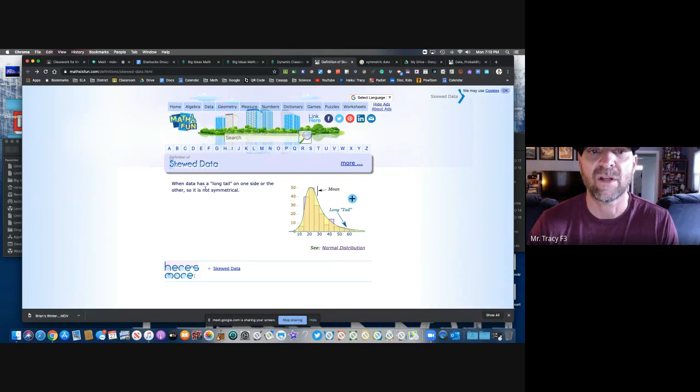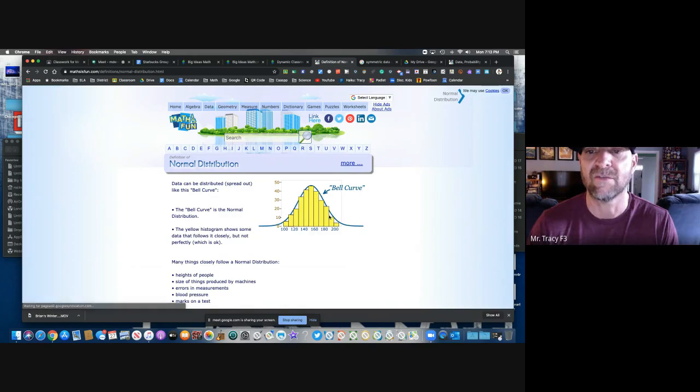So right here, when data has a long tail on one side or the other, it's not symmetrical. When we look at symmetrical, it means it's even. See how that's the same amount on this side, the same amount on this side. So the left and the right are very even. That's what makes that symmetrical.